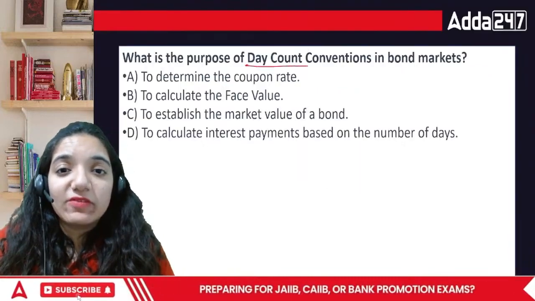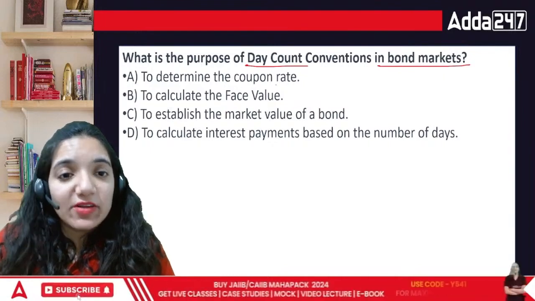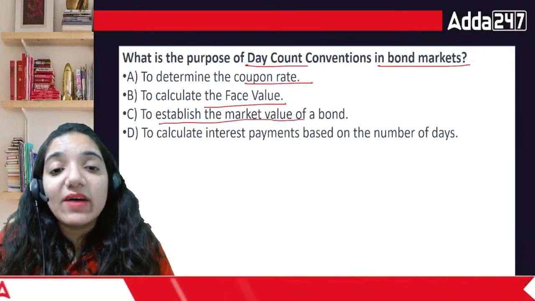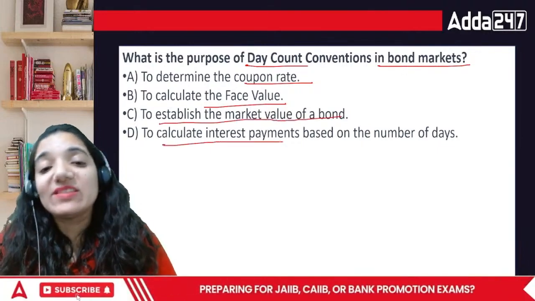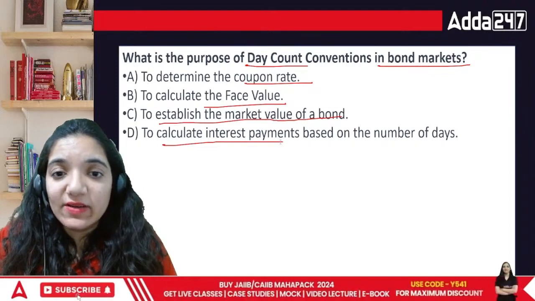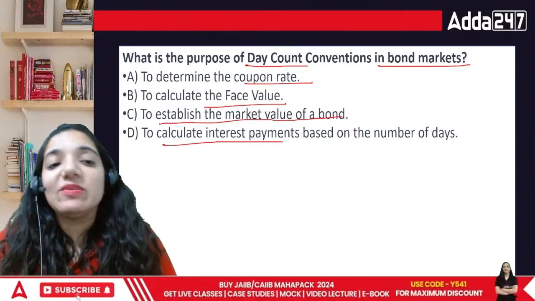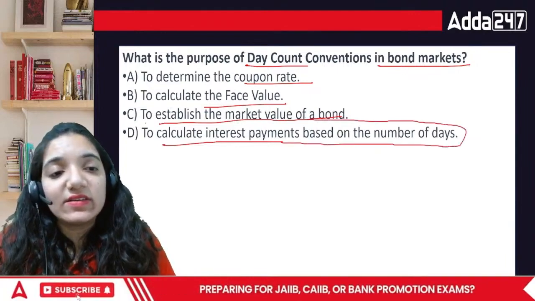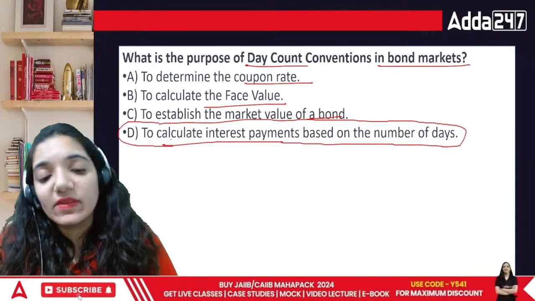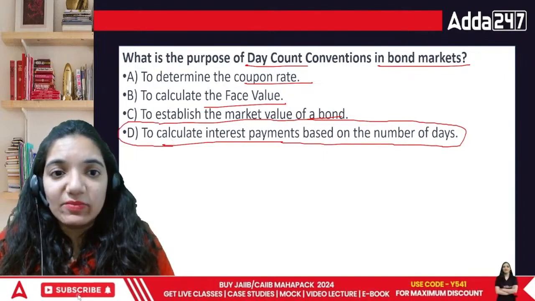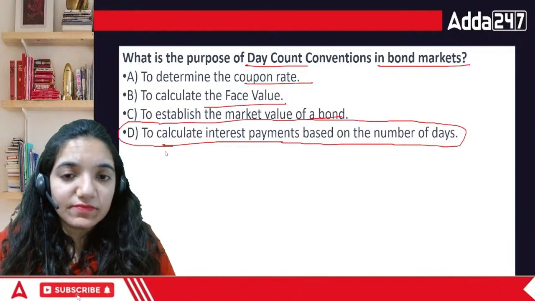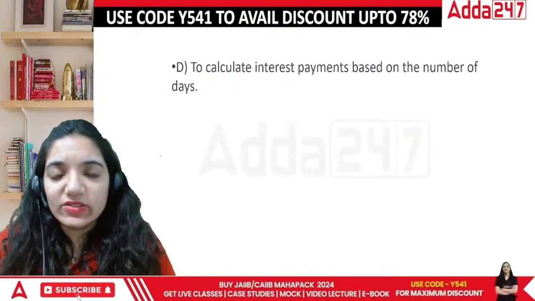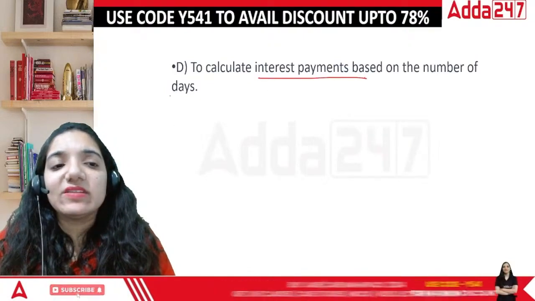Okay, what is the purpose of day count conventions in bond markets? To determine the coupon rate, to calculate the face value, to establish the market value of the bond, or to calculate interest payments based upon the number of days. Everyone, when we talk about day count, it is basically to calculate the interest payment based upon the number of days. Done, everyone? So in this case, it's going to be D.